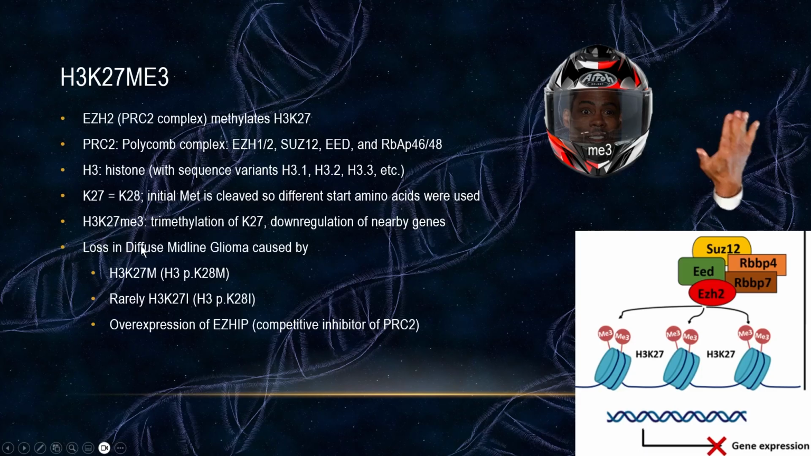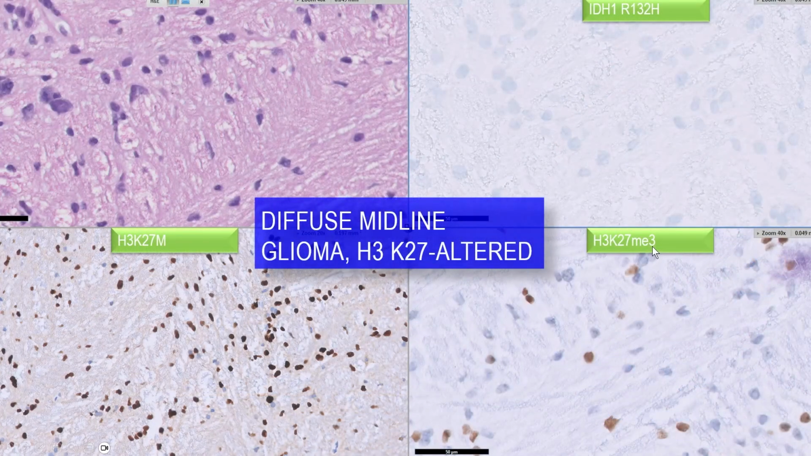And you have loss of this in diffuse midline glioma, which is caused most commonly by a specific mutation. It gets a little confusing because you have this M, this ME3. So this refers to the specific mutation, K to M. It's amino acid 27 on the protein, or 28 if you're counting on the genome. Rarely another one, K27I or K28I, and then rarely overexpression of this EZHIP, which is a competitive inhibitor of that PRC2 complex, so prevents it from working. So hopefully that makes sense. That one's a lot of information.